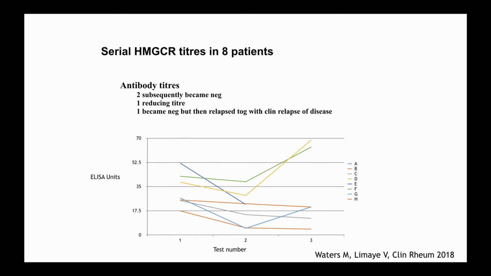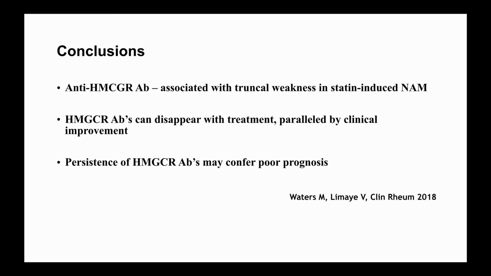Just out of interest, we measured serial titers in 8 patients. In 2 patients, the antibodies subsequently became negative. 1 patient had a reducing titer. Another patient became negative in his antibody, but then relapsed together with clinical relapse of the disease. So we were interested to note that these antibodies seem to be associated with truncal weakness in patients with statin NAM. We found that these antibodies can disappear with treatment, paralleled by clinical improvement, and it does seem, as previously reported, that persistence of these antibodies may confer a poorer prognosis.